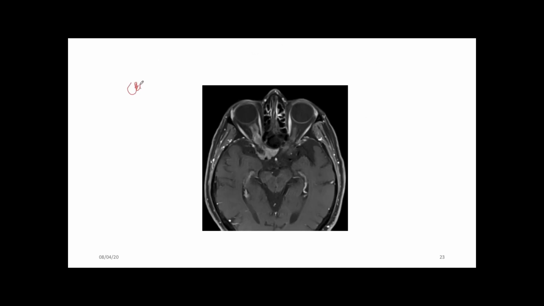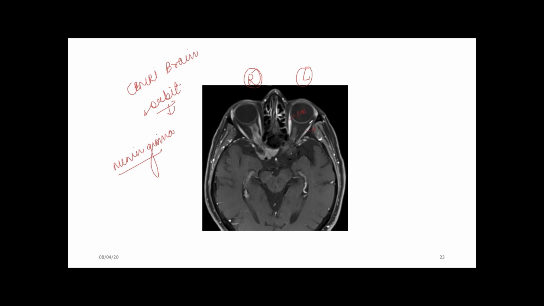Now let us have a look at the contrast enhanced MRI brain and orbit, and how optic nerve meningioma looks. Now this is the left side and this is the right side. Let me tell you a little bit of anatomy. This is the medial side, so this is a normal medial rectus, which is normally enhancing.